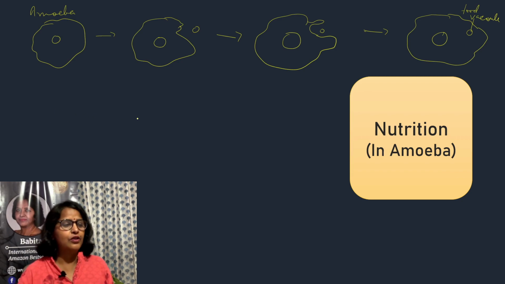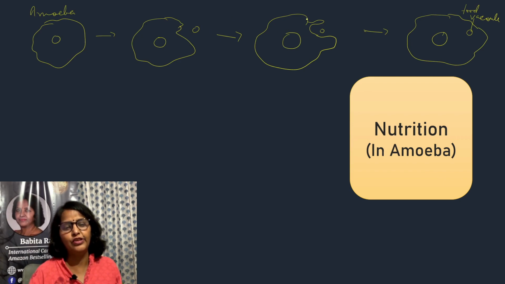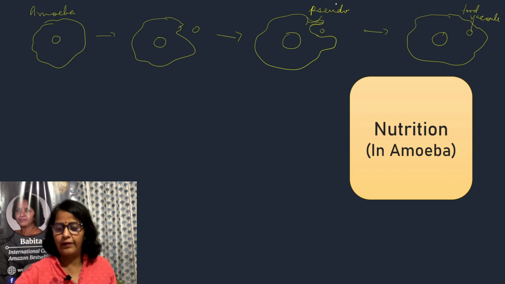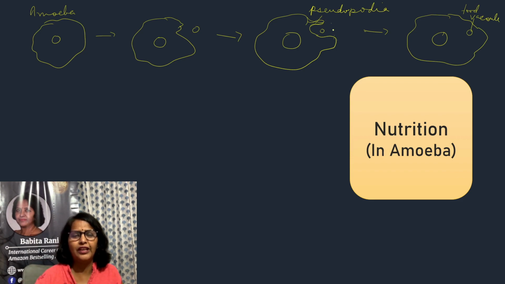This food vacuole. So what has happened? This is the process of ingestion. Some food is present near the amoeba. It will start spreading its cell membrane, and this portion is known as pseudopodia. Pseudo means false and podia means feet, so this is also known as false feet. Both the pseudopodia will combine together and the food enters inside the body. This process is known as ingestion.